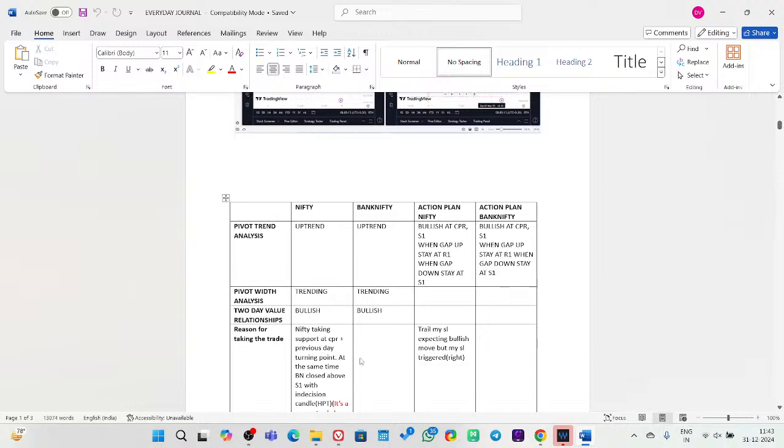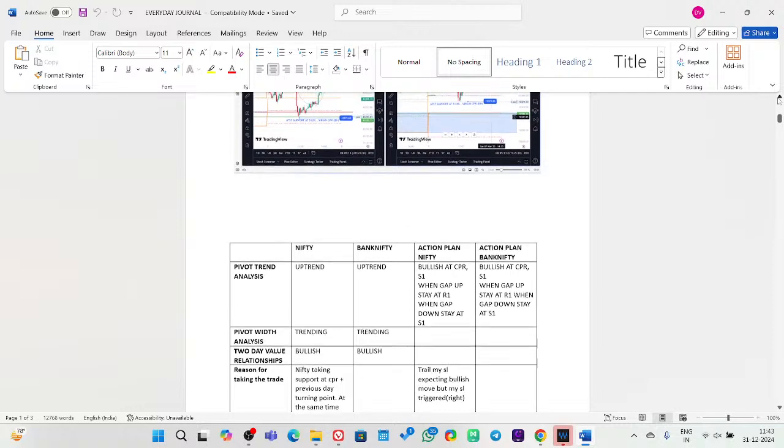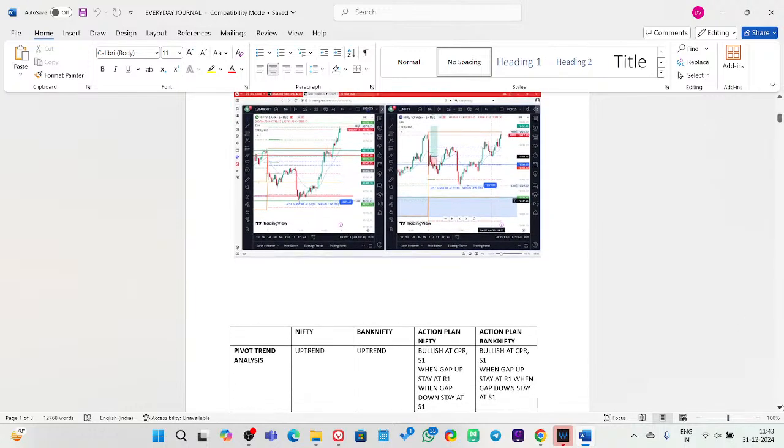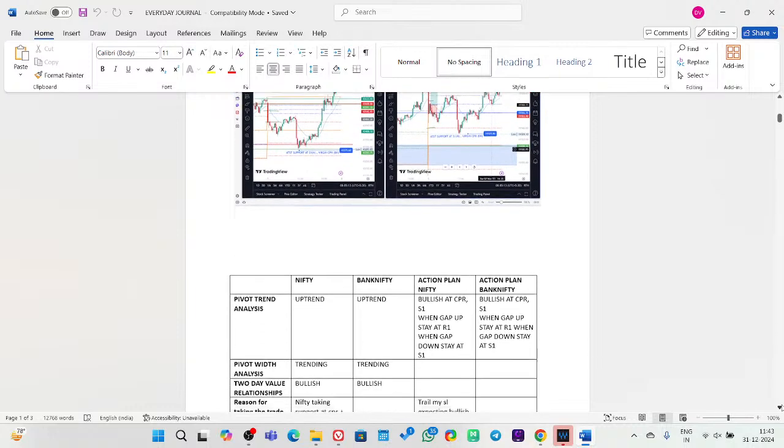Like this, everything I journal, and I paste that particular day's chart like this. Everything I document in the pre-market as well as the post-market: what are the lessons I have learned, what are the emotions I have faced, where I have to stay.